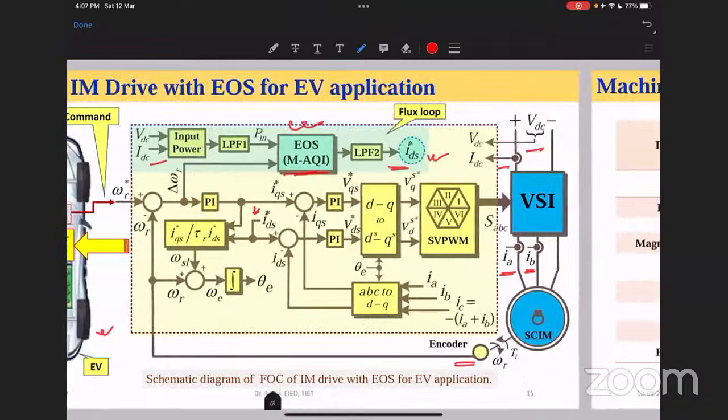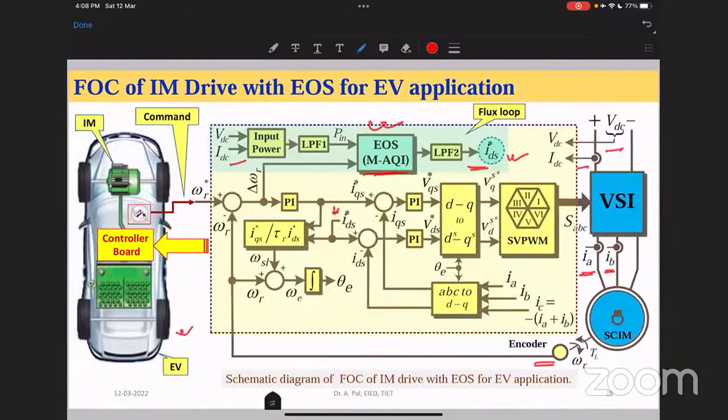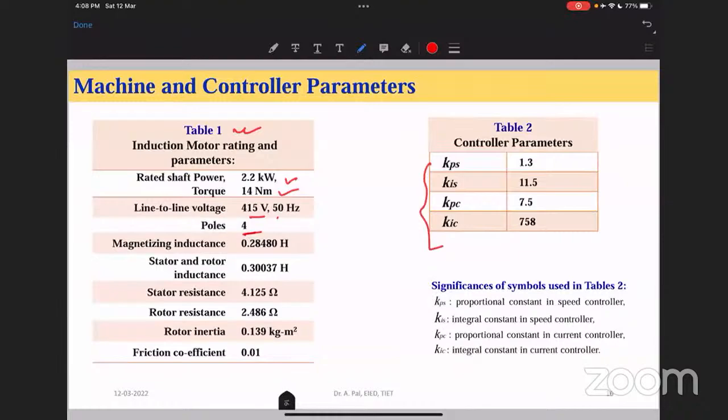These are the machine rating and machine parameters I have considered, depicted in Table 1. The machine power is 2.2 kilowatt, the machine shaft torque is 14 Newton meter, and this is the line voltage. This is a three phase induction motor, and the number of poles is 4. These are the machine inductance, resistance, and other parameters, and these are the speed controller and current controller gains. This is the PI value to implement the schemes.